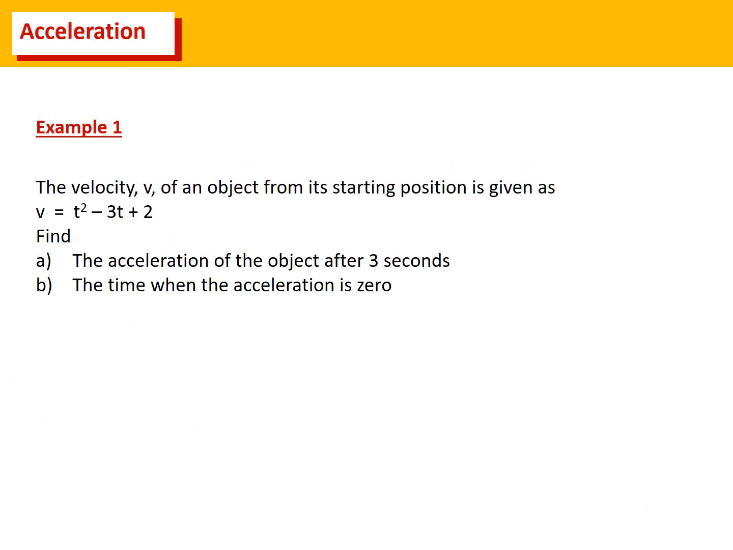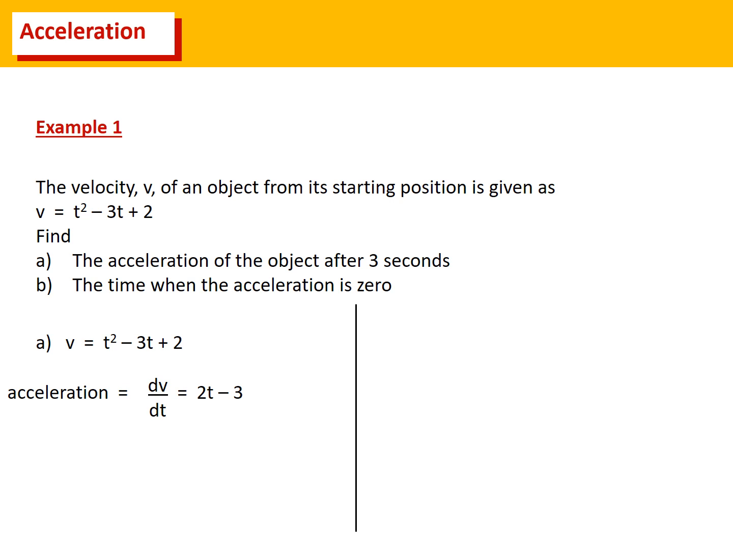Now we're applying differentiation in order to find acceleration. Now remember, acceleration is the change in velocity with respect to a change in time. So that expression is dv by dt. So in this question, we have an expression for velocity, and we need to differentiate v with respect to t. So when we differentiate that expression, we obtain 2t subtract 3.